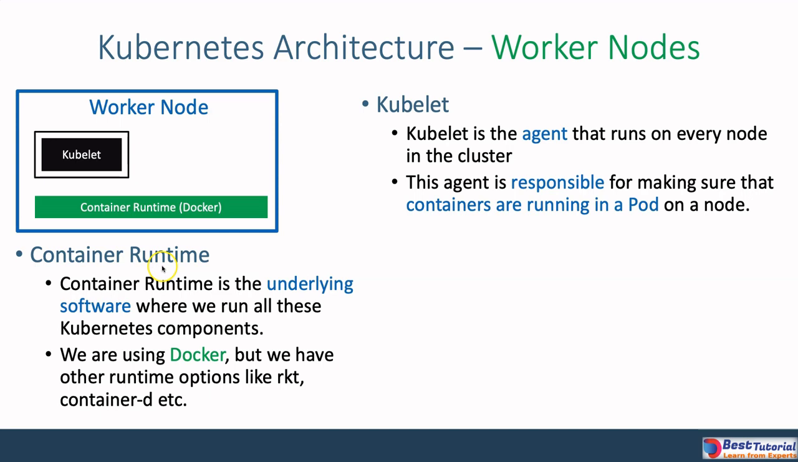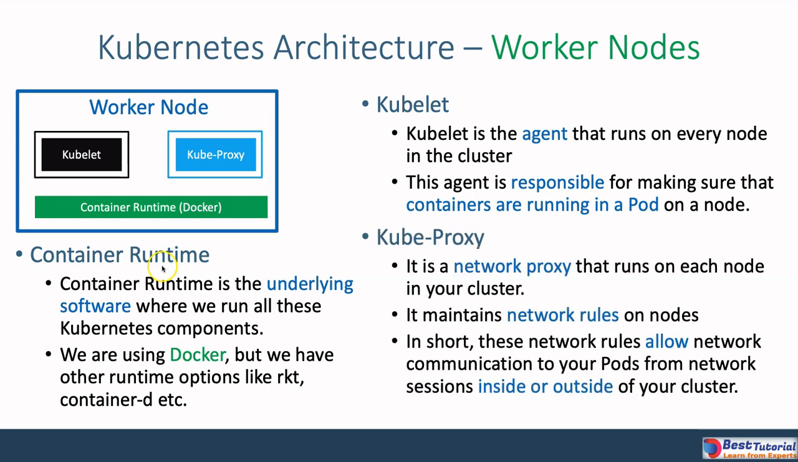So this is the agent responsible for making sure that containers are running in a pod on a specific worker node. Next is the kube proxy. It is a network proxy that runs on each node in your cluster. It maintains network rules on nodes.